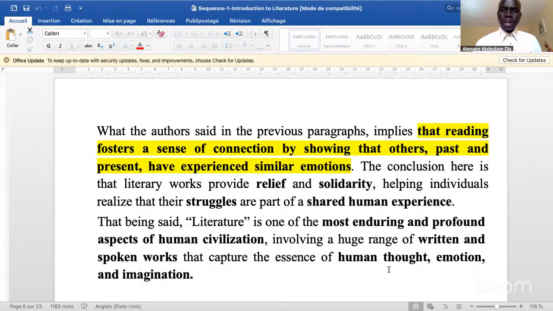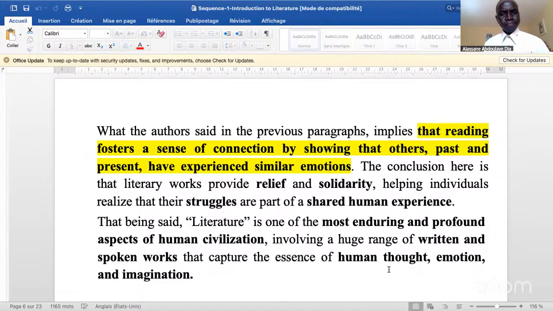What does literature involve? It involves a range of written and spoken words that captures the essence of human thought, emotion, and imagination. What does this mean? Literature can be written, literature can be oral. Understand that? Yes, there is what we call oral literature. African people were deeply rooted in their oral tradition. Before having a written literature, African literature was oral. We had an oral tradition.